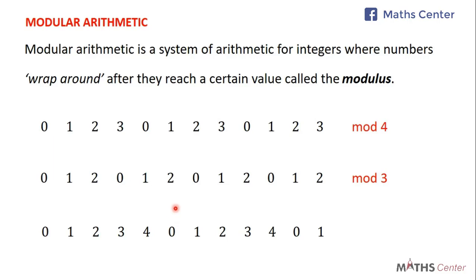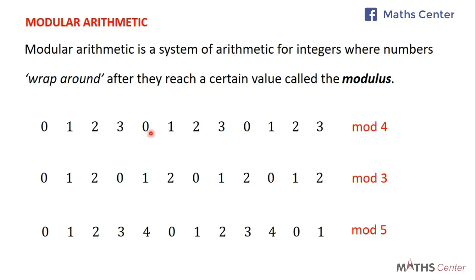But when we get to the number 5, the numbers will wrap around or they will end. Then we begin counting all over again. So in this set of numbers, the modulus is 5, or we say that these numbers are in mode 5. So modular arithmetic is very simple. It is a system for integers where the numbers will wrap around after they reach a certain value, and that value is called the modulus.